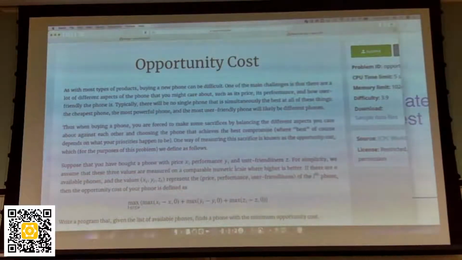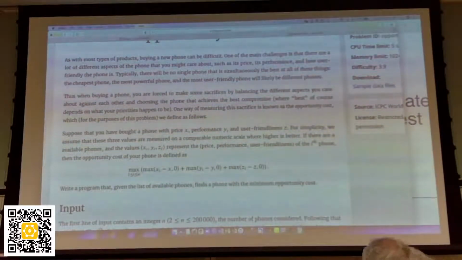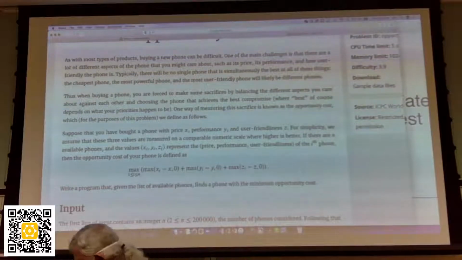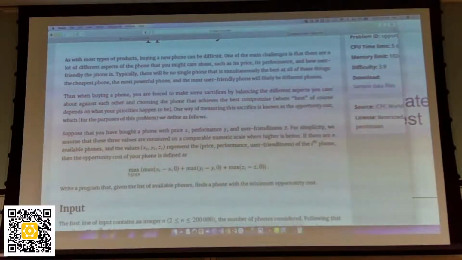So, as with most types of products, finding these functions is difficult. One of the main challenges is that there are a lot of different aspects of a phone that you might care about. Its price, performance, and how user-friendly the phone is. Typically, there is no one phone that is simultaneously the best at all these things. The cheapest phone, the most powerful, the most user-friendly will likely be different phones. So you're trying to buy a phone that has three properties. One is price, one is performance, and one is user-friendliness.